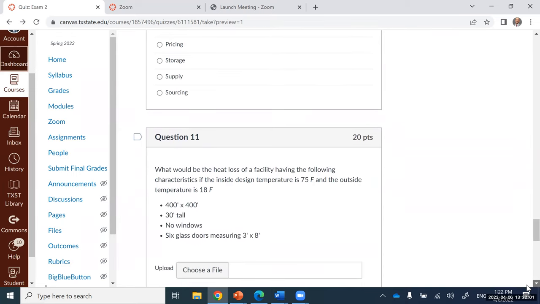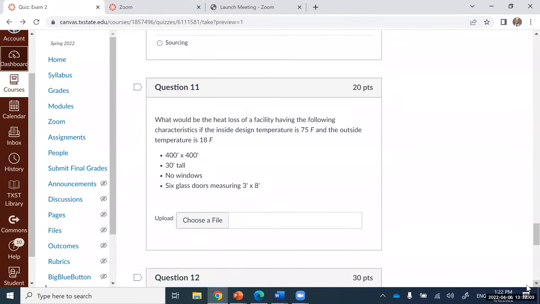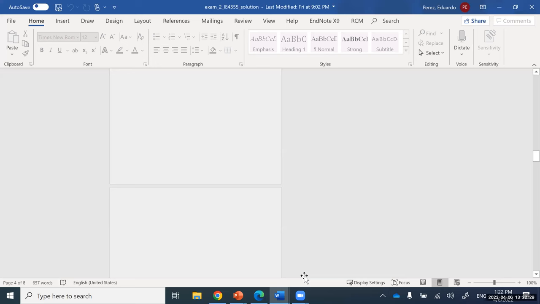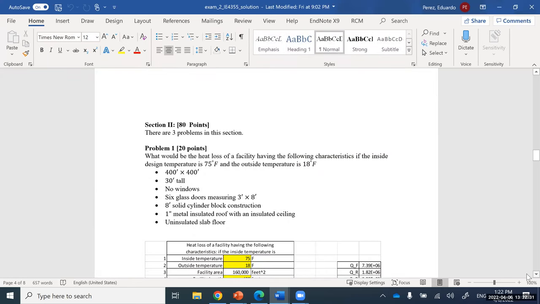Okay, so then we have three questions that were problems very similar to what we covered in class. The first one is asking about the heat loss of the facility having the following characteristics, if the inside temperature is 75 Fahrenheit and the outside temperature is 18 Fahrenheit. So you have the numbers here.